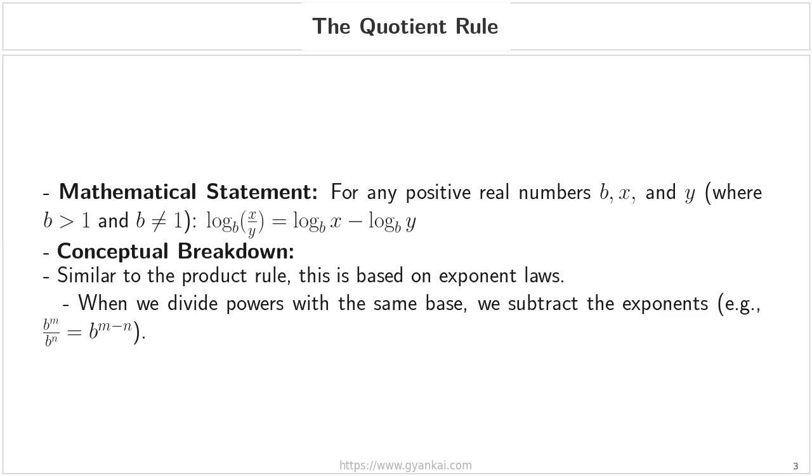To understand why this works, let us look at the conceptual breakdown. Similar to the product rule we just discussed, this property is derived directly from the laws of exponents. You may recall that when we divide two powers with the same base, we subtract the exponents. For example, b to the power of m divided by b to the power of n equals b to the power of m minus n. Since logarithms essentially track these exponents, the division inside a logarithm becomes subtraction outside of it.